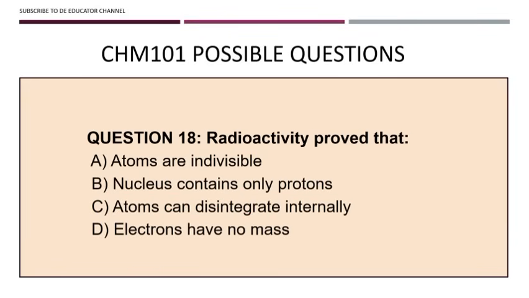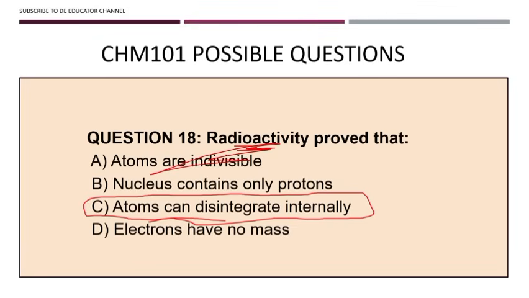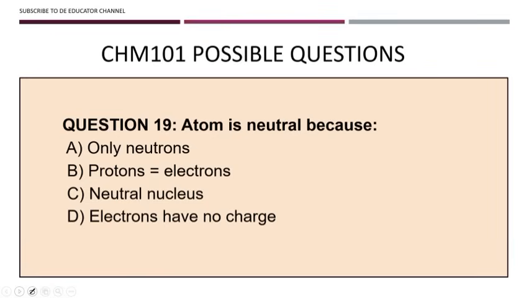Number 18, radioactivity proved that atoms can disintegrate internally. Remember that one of Dalton's laws said that the atom is an indivisible particle, but the existence of radioactivity tells us that no, the atom can be divided. Atom is neutral because, this one is another bonus question, proton is equal to electron, so it balances the charge, right?